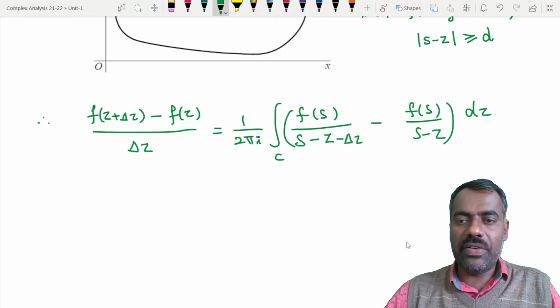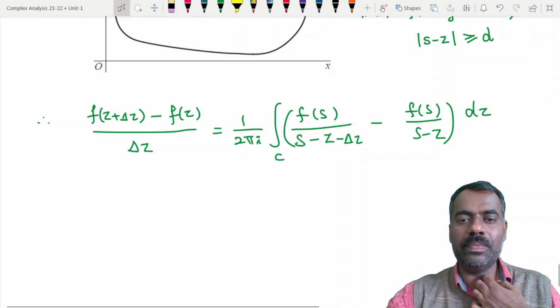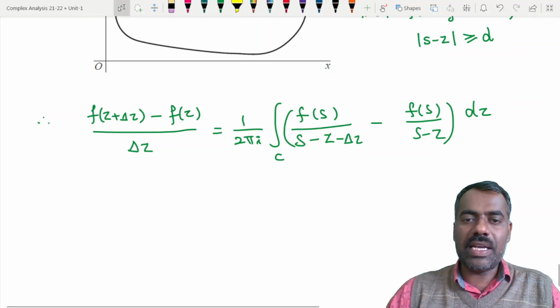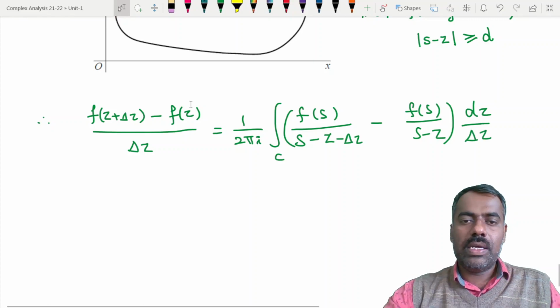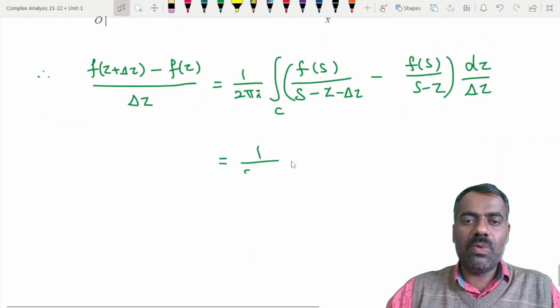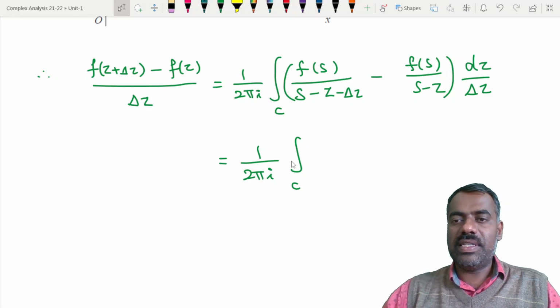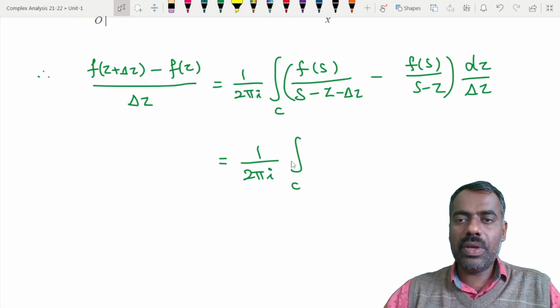Then what we have here is this delta z. That we can put it here or here, it is not a problem. I can write it like this. Now, if you simplify, this is nothing but 1 by 2 pi i, integration of f of s. f of s we can also take outside, so f of s by delta z.